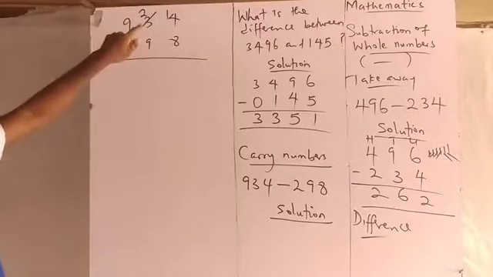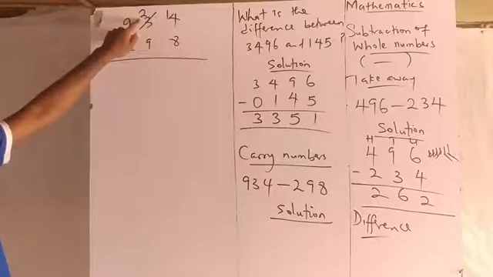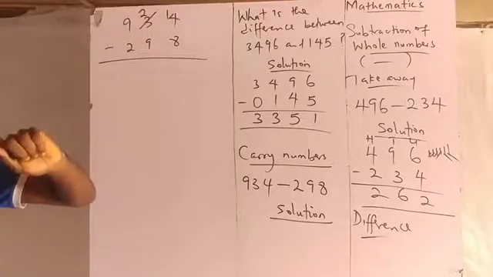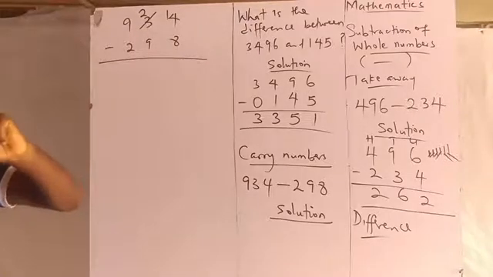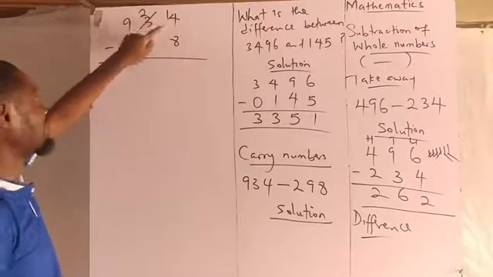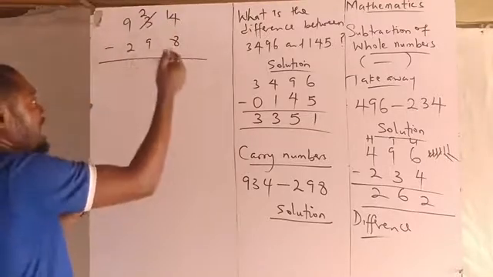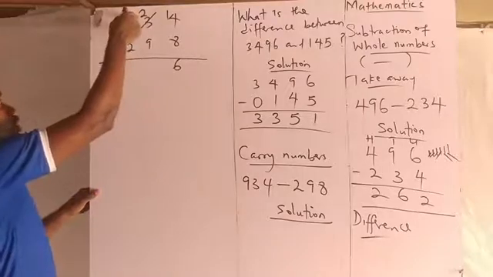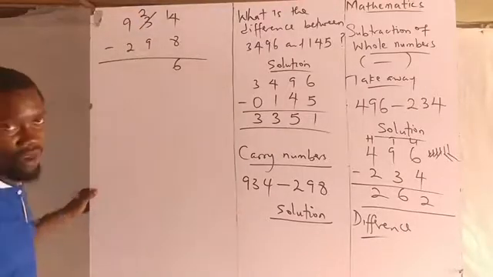Remember, borrow 1 from 3, you'll be left with 2. But the one you borrowed from 3 is equivalent to 10. So put that 10 here, you get 14. So 14 take away 8, your answer is 6. Don't forget you're left here with 2. 2 take away 9 is not possible.